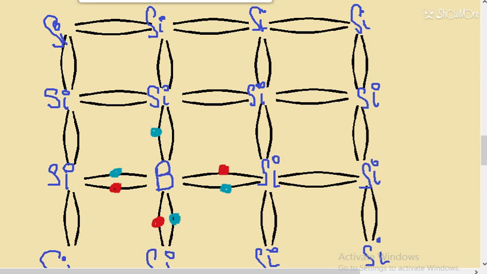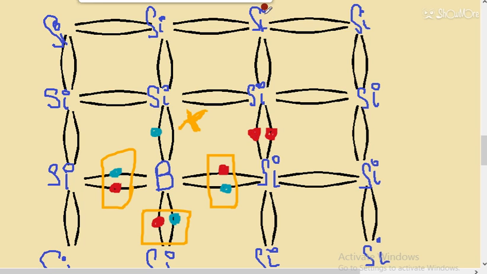So which bond is completed now? You can see this covalent bond is completed. This covalent bond is also completed, but you can see this bond is not completed. So what will happen? Here we have the silicon bond, and 2 electrons are there now.